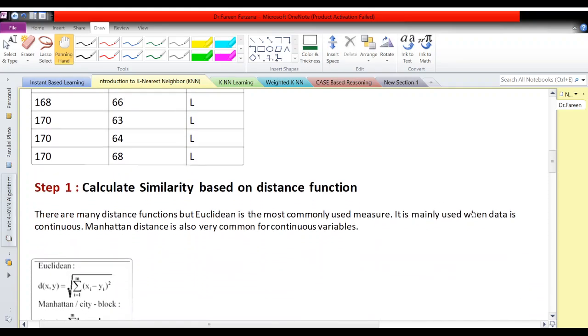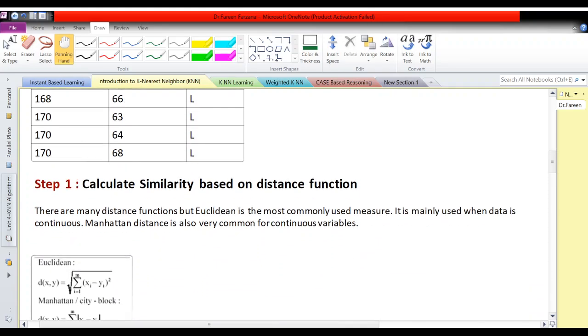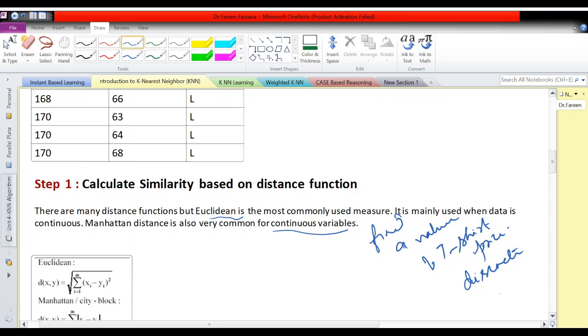This is a small data set. Now we have many distance functions, but we go for Euclidean, which is the most common one, and Manhattan is very common for continuous variables. A continuous variable is when you are going to find a value of something, like the value of a t-shirt price. So you're not going to go for a discrete value. If you are going for a discrete value, then Euclidean distance will be the most common one. When you go for finding a real value or continuous value variable, then you go for Manhattan distance.